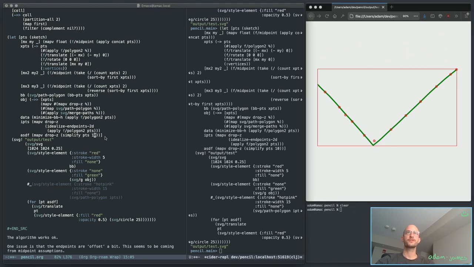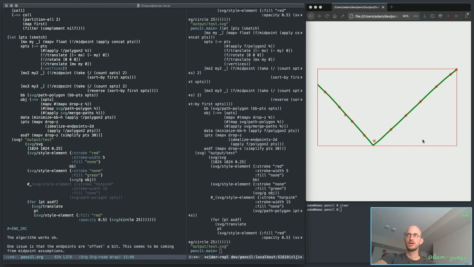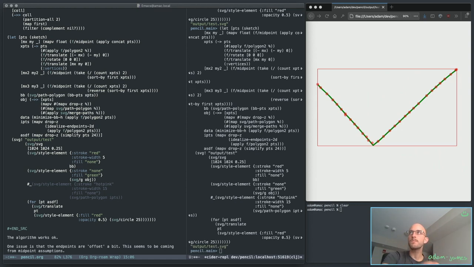Let's do 30. Let's keep 30 as our, I think I had 20 before, but 30's fine. No, 30's too much. But see, you gotta go pretty high with the segmentation, and there's some jitteriness around this point here. So it's not completely perfect, but okay, let's do 24, seems like a good spot to test it at. It's not too bad. Not too bad at all.